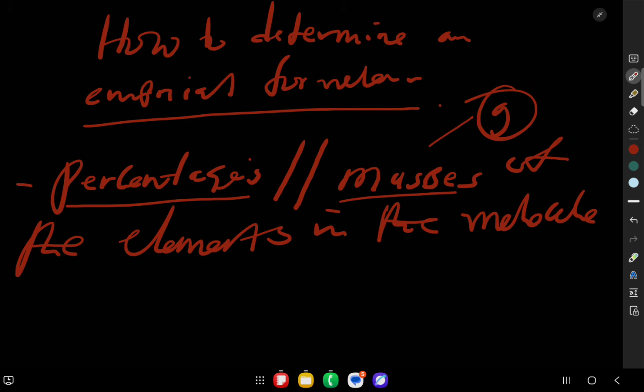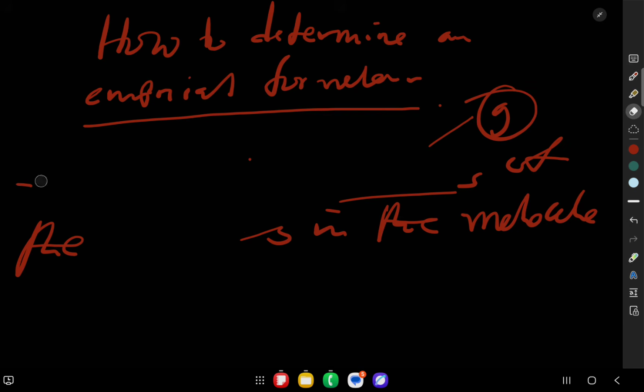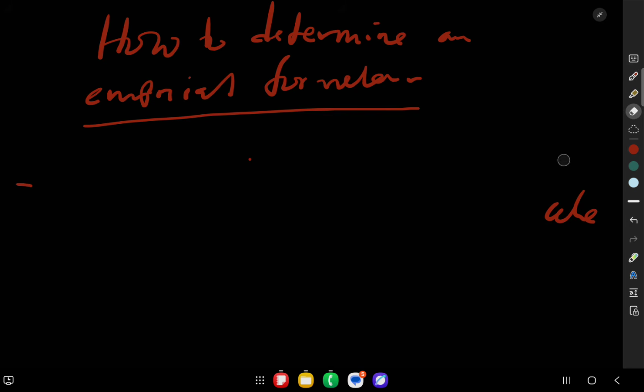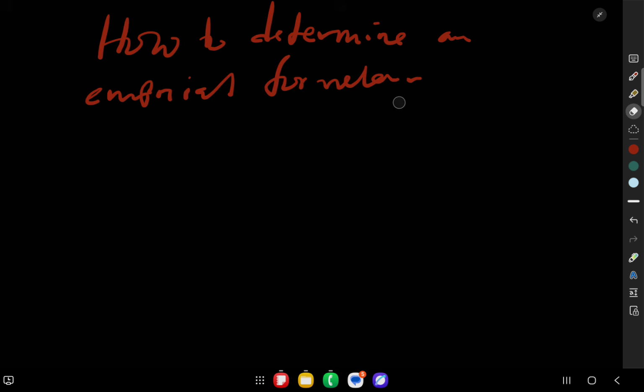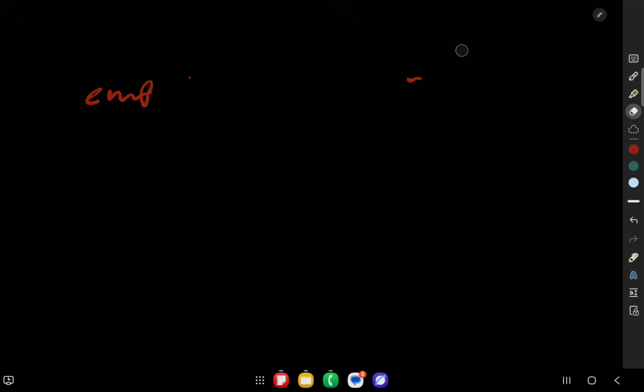Now, let's look at the examples. How do you determine the empirical formula? But before the examples, I am going to give you the general solution, okay? So here, remember that you'll be given the percentages or the masses of the individual elements in the particular compound or in the particular molecule. These are the steps you have to follow.